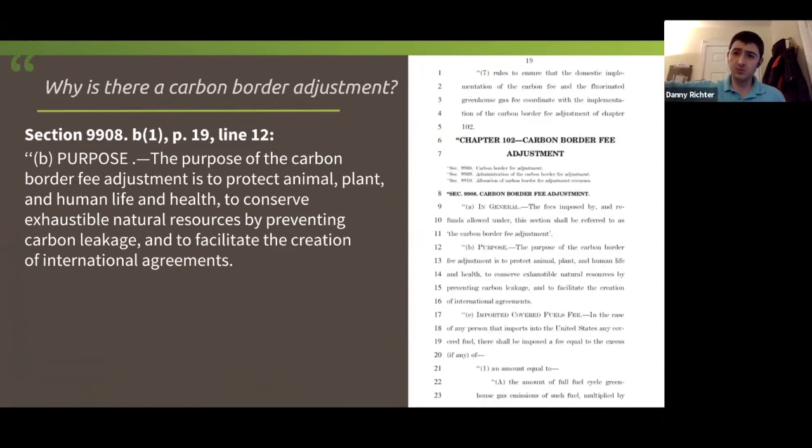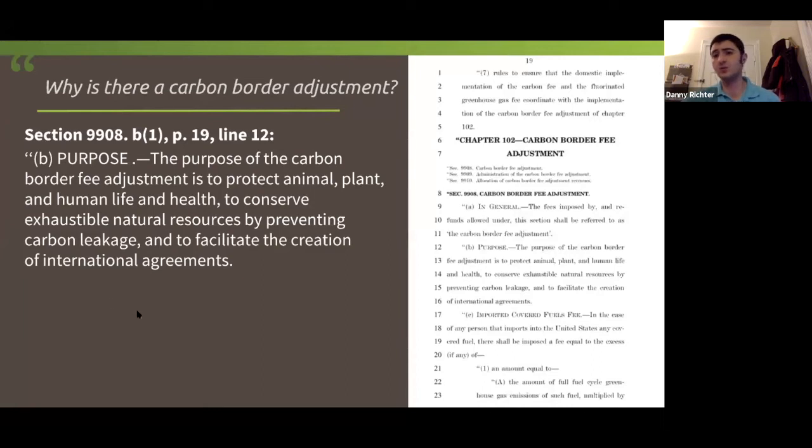Fossil fuels that are exported or carbon intensive goods that are exported have the carbon fee or the border carbon adjustment rebated to them in a fair and equivalent way that is intended to preserve national treatment and most favored nation. Those are two key terms that refer to the GATT, the General Agreement on Tariffs and Trade. They are very important terms in the legal parlance.